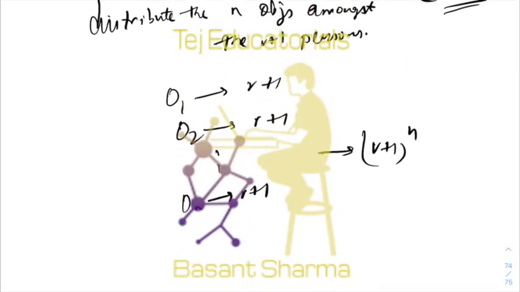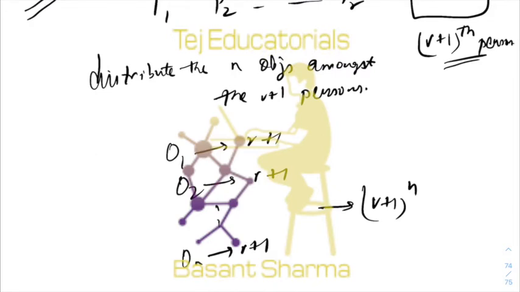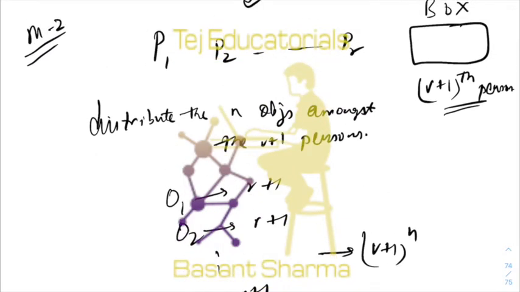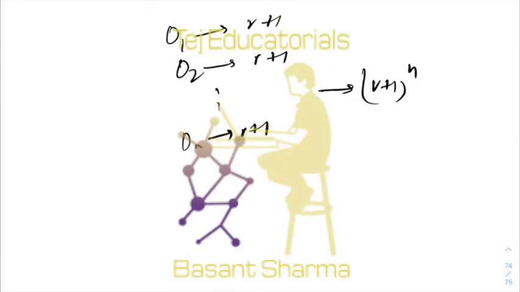Now note that putting an object in the box means that it is not given to any of the persons. But one case is that all n objects are put in the box, while the given condition is that at least one object should be distributed amongst r persons. Therefore (1 plus r) to the power n minus 1. This is the number of ways.